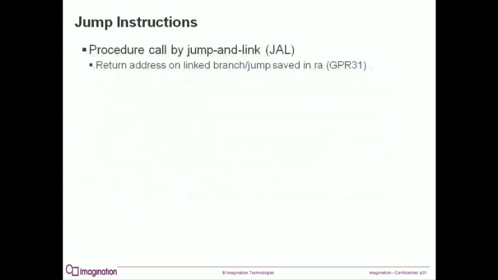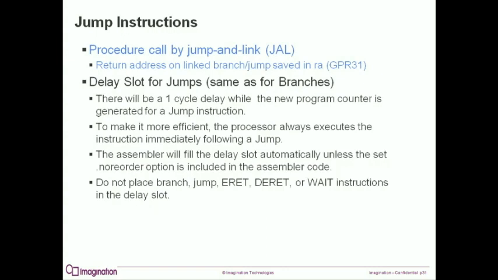The jump and link instruction used to call a subroutine stores the return address into a register, R31, the return address register. Then, when the subroutine wants to return, it can execute a jump register with R31 to return to the caller routine. There is a delay slot for jumps just the same as there is for branches.